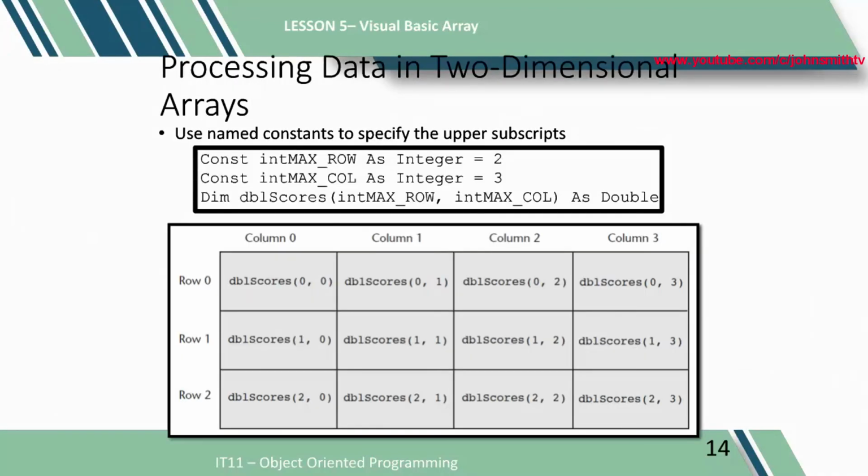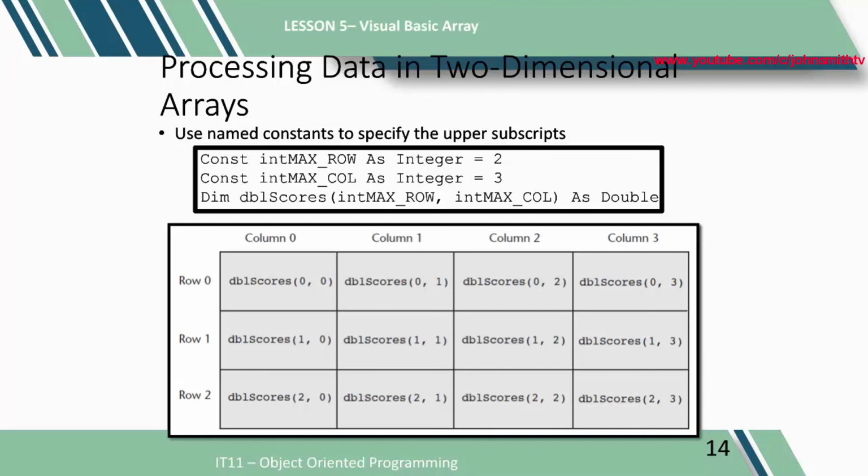As with one-dimensional arrays, it is a good practice to use named constants to specify the upper subscripts. Here is an example: Const intMaxRow As Integer = 2. Const intMaxCol As Integer = 3. Dim dblScores(intMaxRow, intMaxCol) As Double. When data in a two-dimensional array is processed, each element has 2 subscripts, the first for its row and the second for its column.